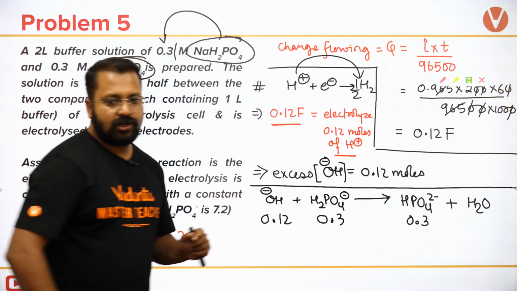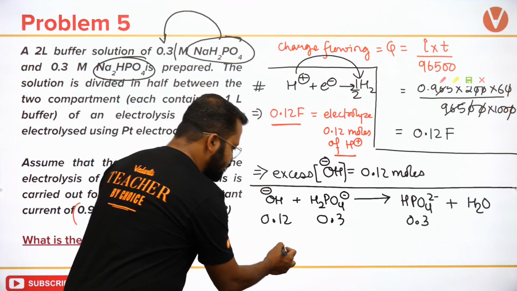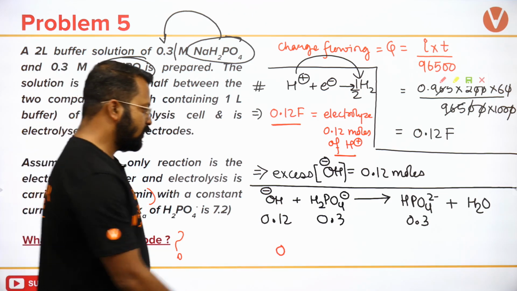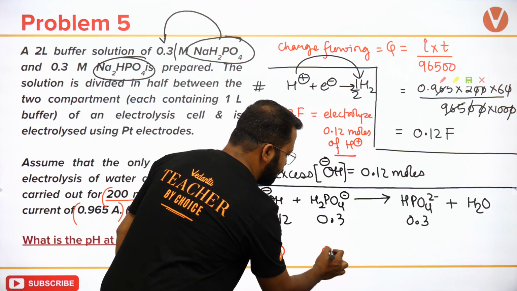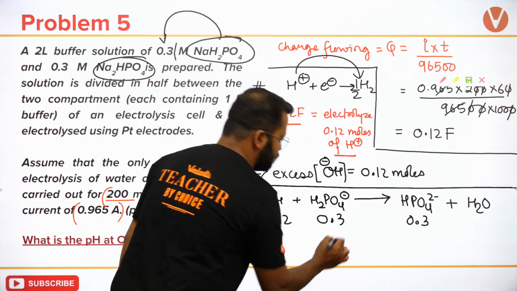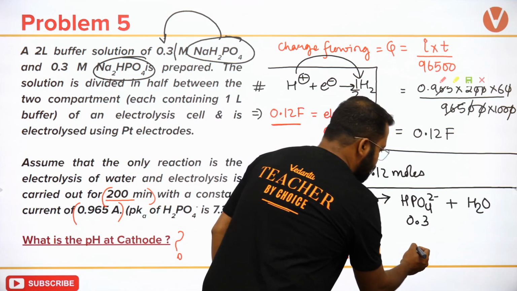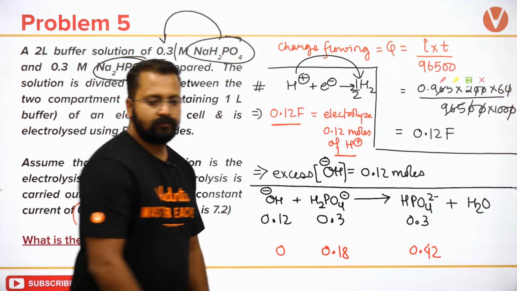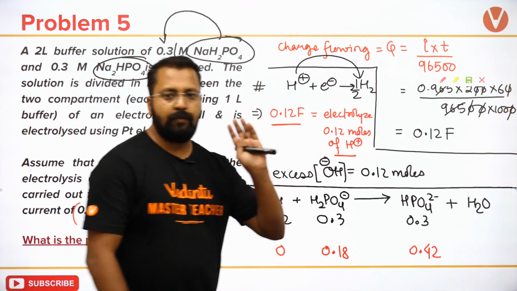The limiting reagent will be OH minus. Correct? OH minus will be completely consumed. ये zero हो जाएगा. If this is completely consumed, how much of this will be left out? 0.18. 0.3 minus 0.12 will be 0.18, and how much of this will be formed? 0.42. Okay, 0.18 and 0.42 will be formed.